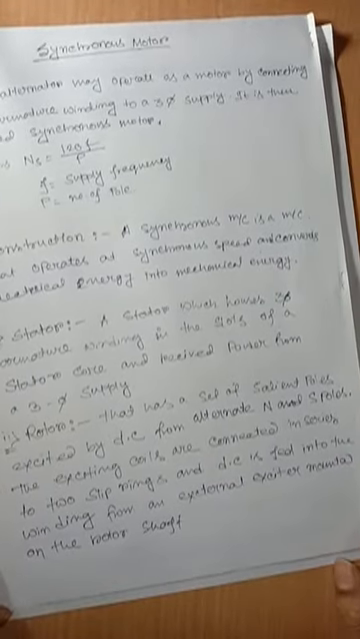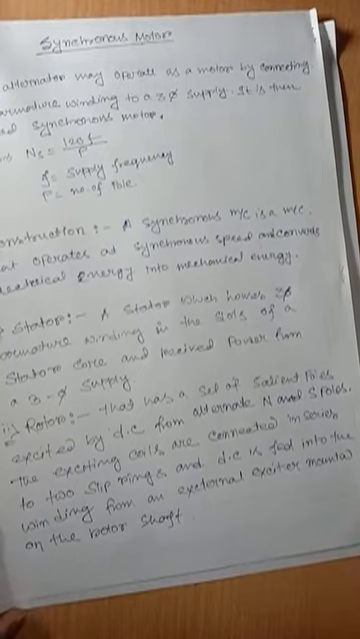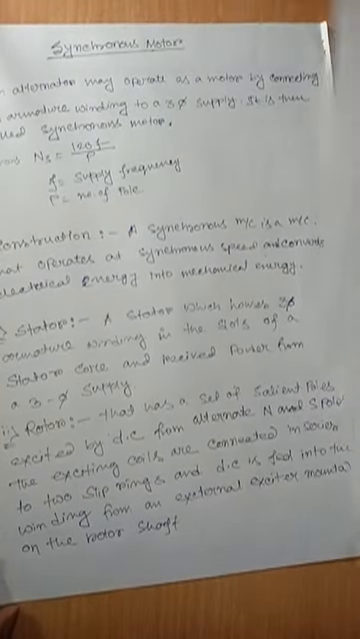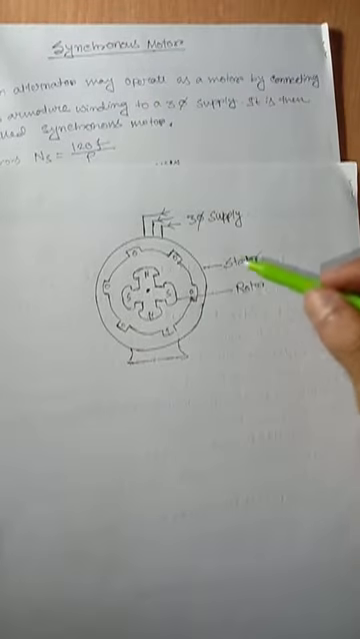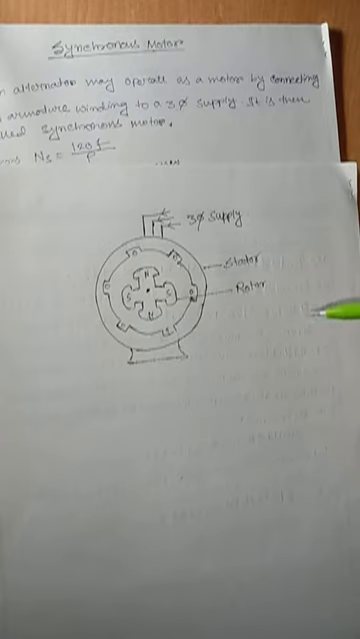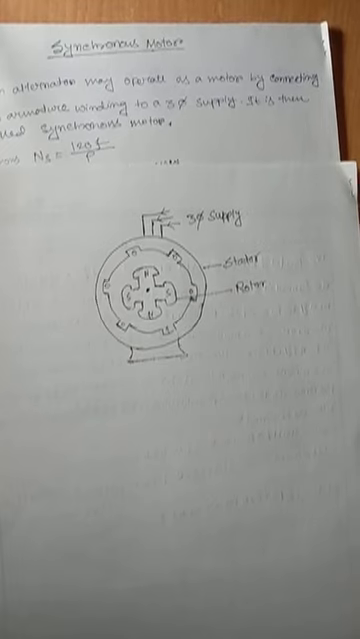So the rotor basically has a set of salient poles, as we can see, these are our salient poles, and it is excited by a DC current with alternate N and S poles. The exciting coils are connected in series to two slip rings, and a DC current is fed to the winding from an external exciter mounted on the rotor shaft.